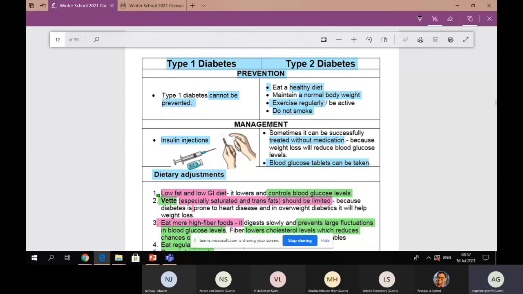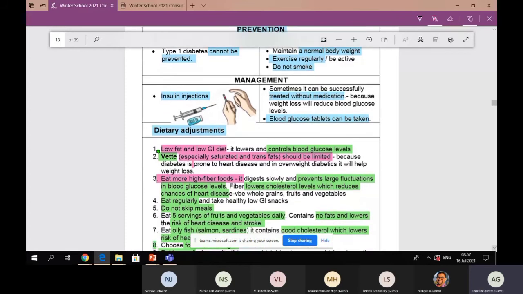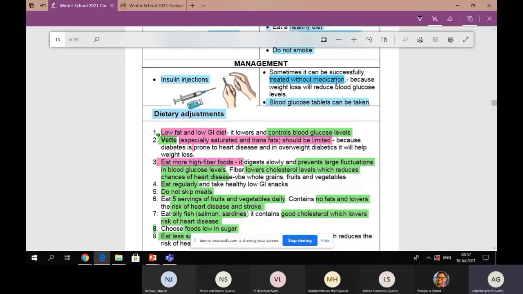And so how do we manage it? We've seen that type 1 diabetics, okay, they must have the insulin injections, right? With type 2 diabetics, it depends on how far it is, because it can be treated sometimes successfully without medication, right? In other instances, they will have to make use of blood glucose tablets.